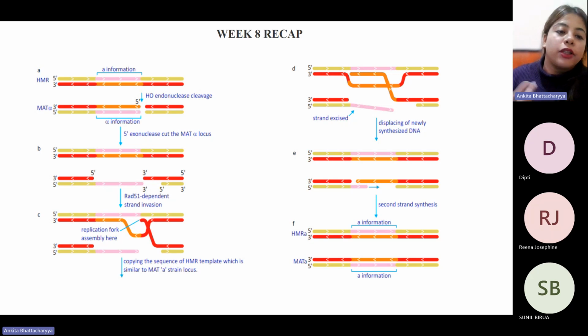So how does this happen? This occurs by a process that we have already studied in one of the previous weeks, which is the process of recombination. So what you see here, start with the first figure on the left.